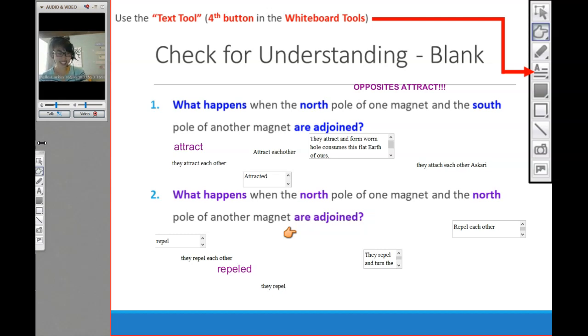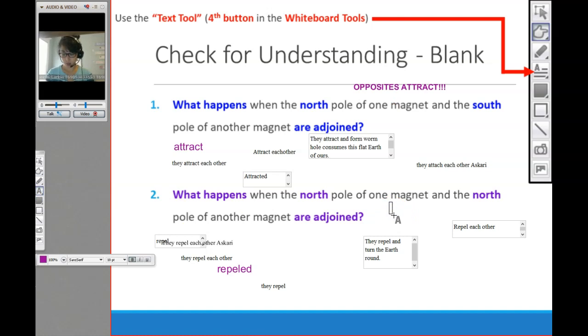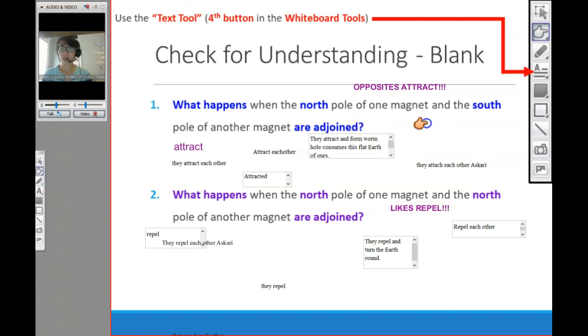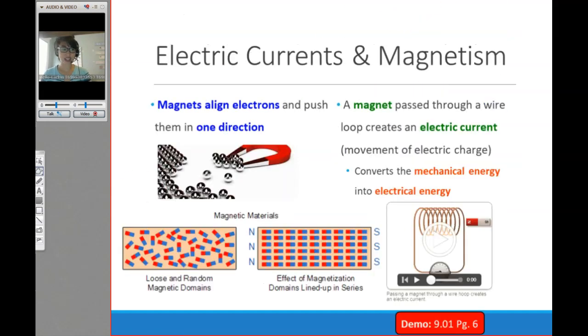Yes, you guys are correct. If opposites attract, then likes will repel. So since a north pole and a north pole are alike, they are going to repel. Give me a smiley face if you feel good about that. Opposites, north and south, will attract. Likes, north and north, or south and south, will repel. Excellent. Let's keep on moving.